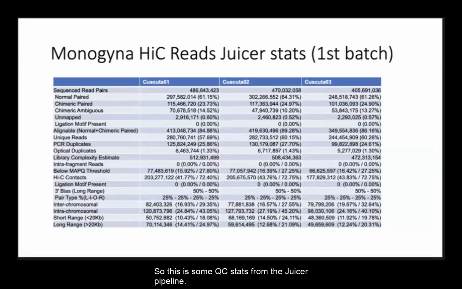So this is some QC stats from the Juicer pipeline. All of them are easy to understand. I guess you all know them. But they revolve around the same thing that we just heard. There are some easy identifiable ones that you could pay attention to. If you look at them, what kind of statistics pops out?